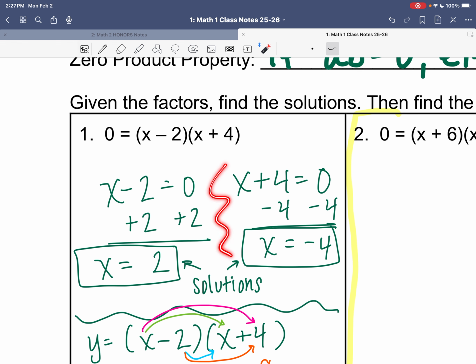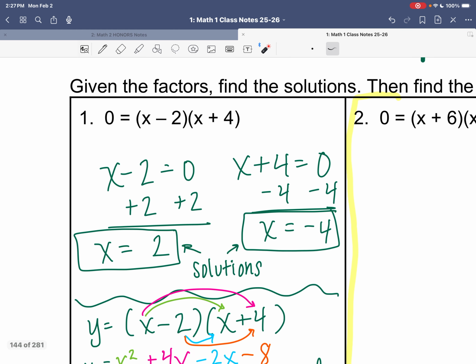And then do the same thing here. So these are two separate. And then x equals -4. And these are called the solutions.